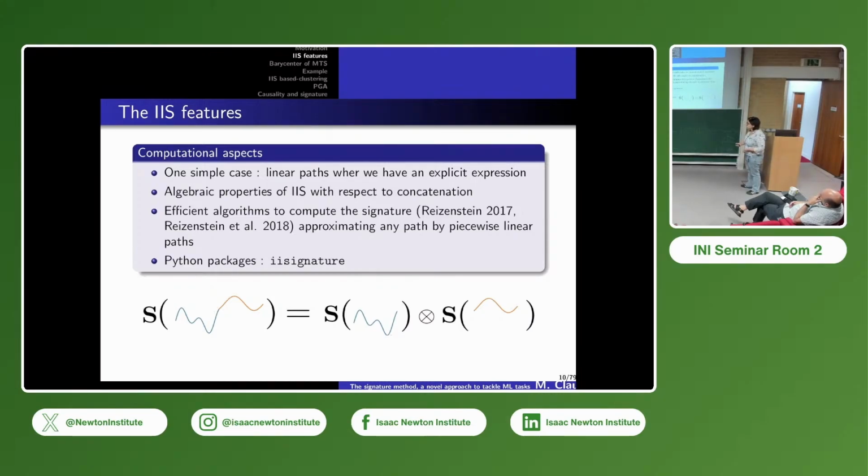We can approximate any smooth path using piecewise linear functions, or polynomials, or splines, or whatever you want. Linear ones are quite convenient to compute the signature, because after that you will have a recursive formula, and it is nice. But it is not the only way to do so. It is just one way which is convenient.